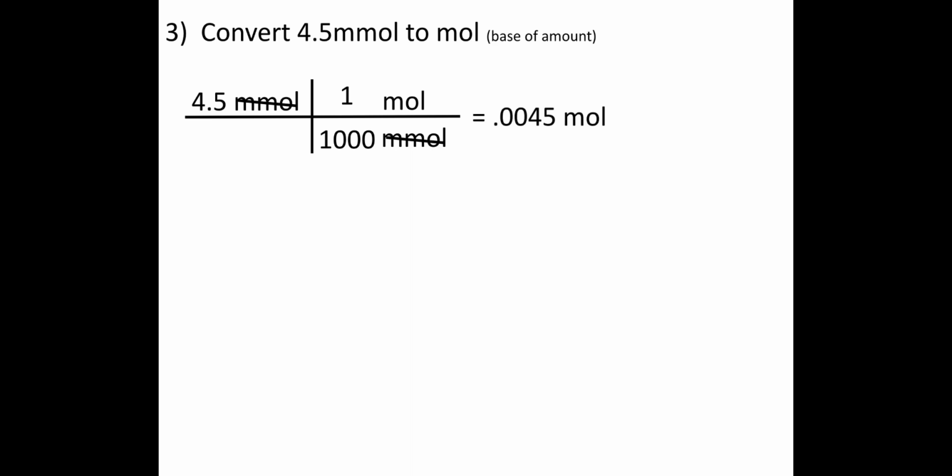Same thing here. Write everything as a fraction, right? And so this is my conversion factor, which is equal to 1. So 1 mole is equal to 1,000 millimoles. So when I have that, I just arrange them such that they cancel, right? And that is what I get.